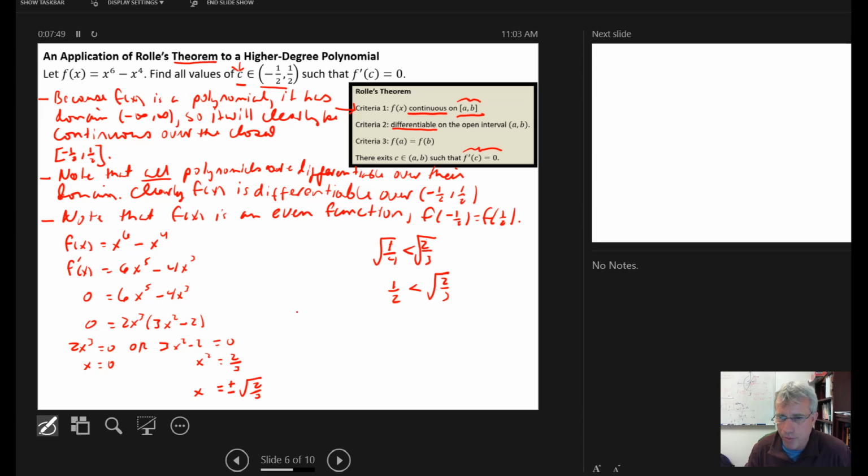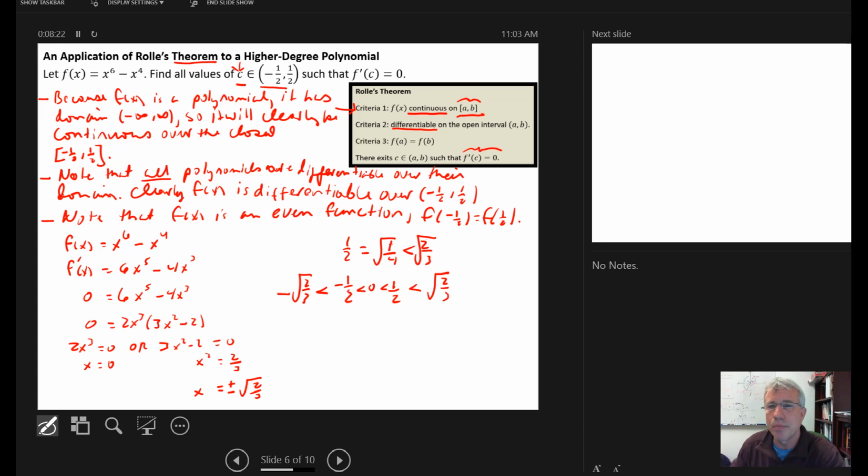Sorry, I got this all backwards. This tells me that negative square root of 2/3 is going to be less than negative 1/2. When we negate things, we flip them over the 0. So 0 lies in between negative 1/2 and 1/2. But because the square root of 2/3 is bigger than the square root of 1/4, which is 1/2, we're going to get that plus or minus the square root of 2/3 falls outside of this interval.